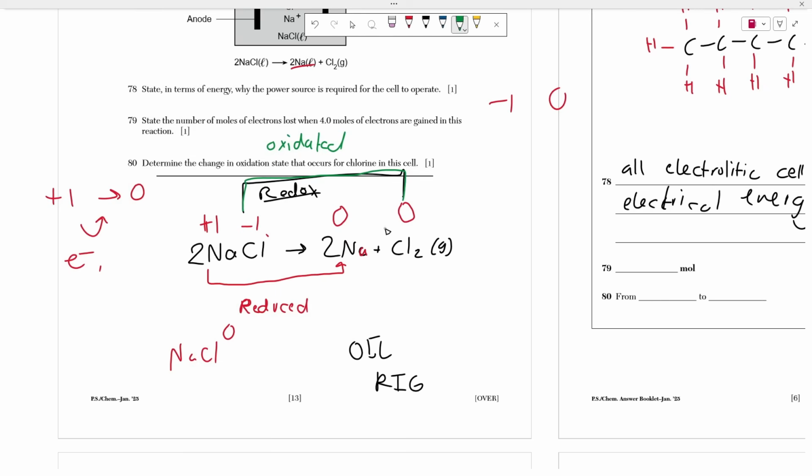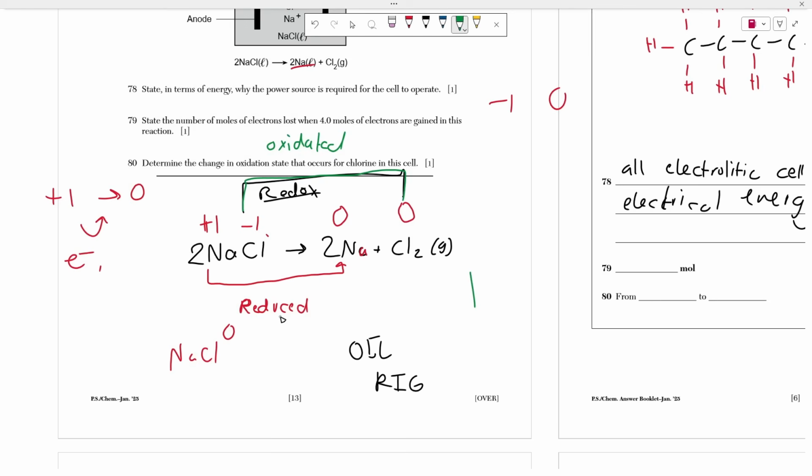So for every single time that this reaction occurs, for every 2 moles of sodium chloride that are reacted to form 2 moles of sodium and chlorine gas, what's happening here is that 1 electron is released and one electron is gained.